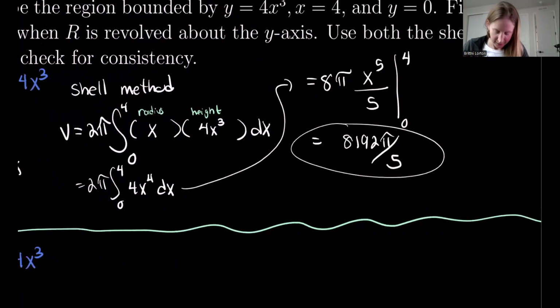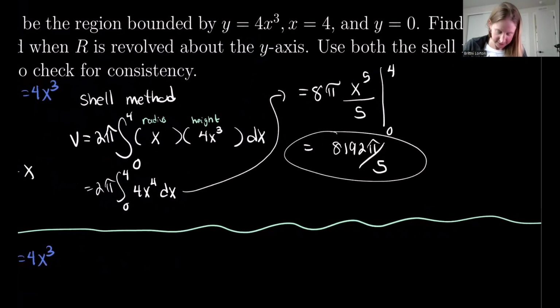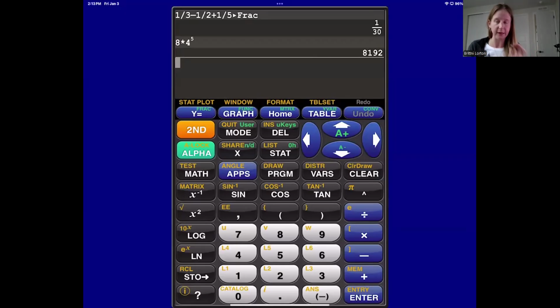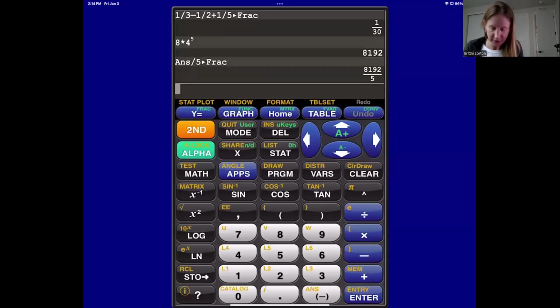Yeah, let me show you exactly how I typed that in so you guys can see what it is. I didn't use pi in my calculator at all. What I did was 8 times 4 to the power of 5, which was 8192, and then divided by 5. And if I do the divided by 5 and click the math fraction first, that will reduce the fraction if it does reduce, which it didn't.